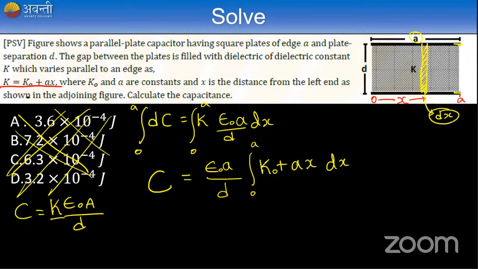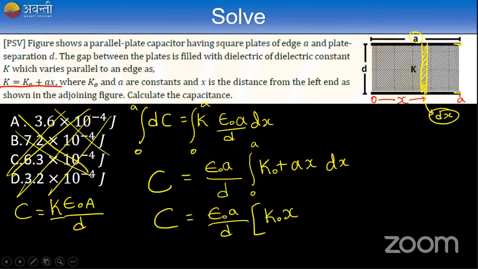You would get the answer. Okay, I'm waiting for an answer. Let's check that. So C is equal to epsilon naught A by D times the integral of K naught dx. What is the value? Integral from 0 to a of K naught dx. As far as I know, the integral of a constant is the constant multiplied by the variable. Am I correct here? Guys, please let me know.